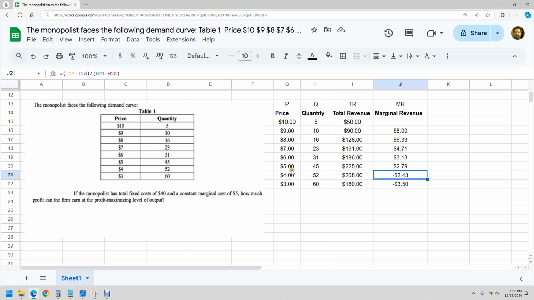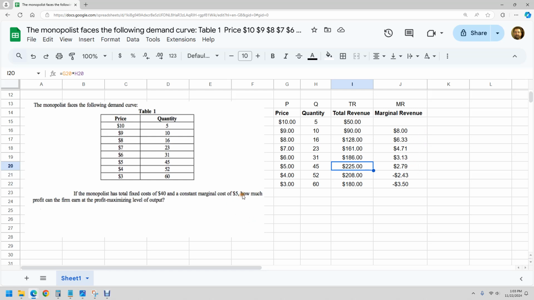Down here, this makes sense. You'll notice it's negative, and that's because total revenue is decreasing. Total revenue is maximized when the firm produces 45 units, or probably somewhere in between there, but right there, 225 is the most total revenue we can make. It's not the profit maximizing quantity though.